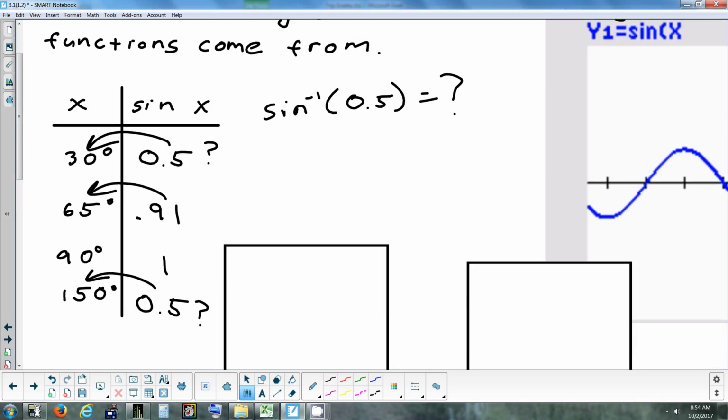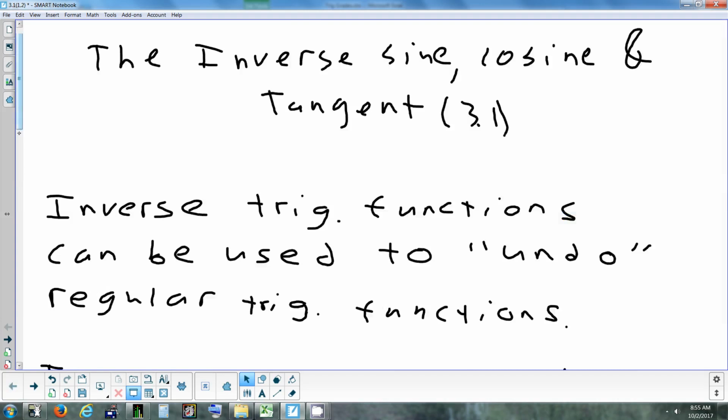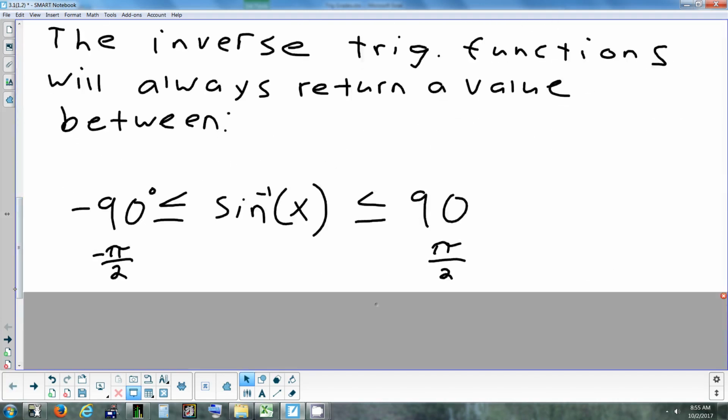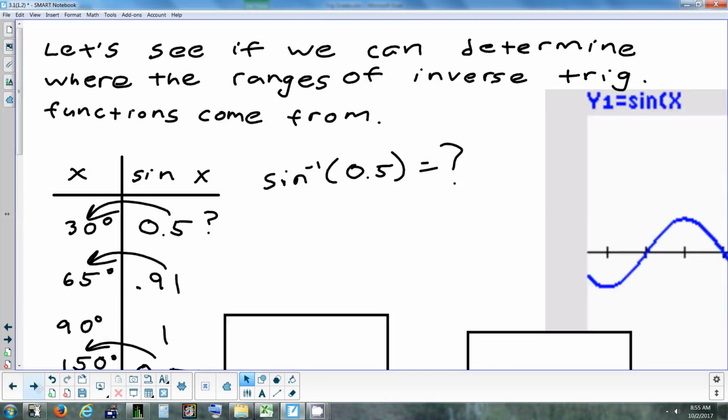So first of all, this is the reason why we need to limit our answer. Okay? Because for these kind of problems, we only want one answer. We all want to agree on the same answer. So that's why we're going to limit it to be between two numbers. But why negative 90 to positive 90? For that, we're going to look at a picture.